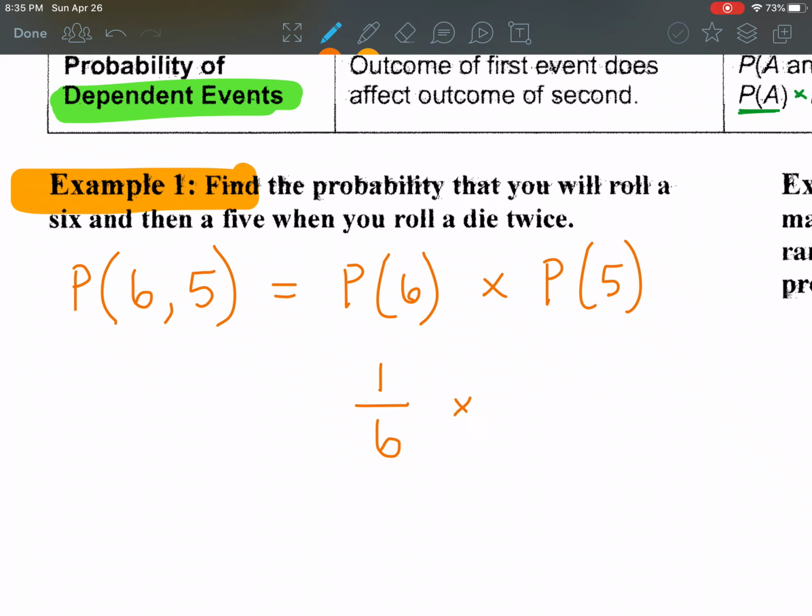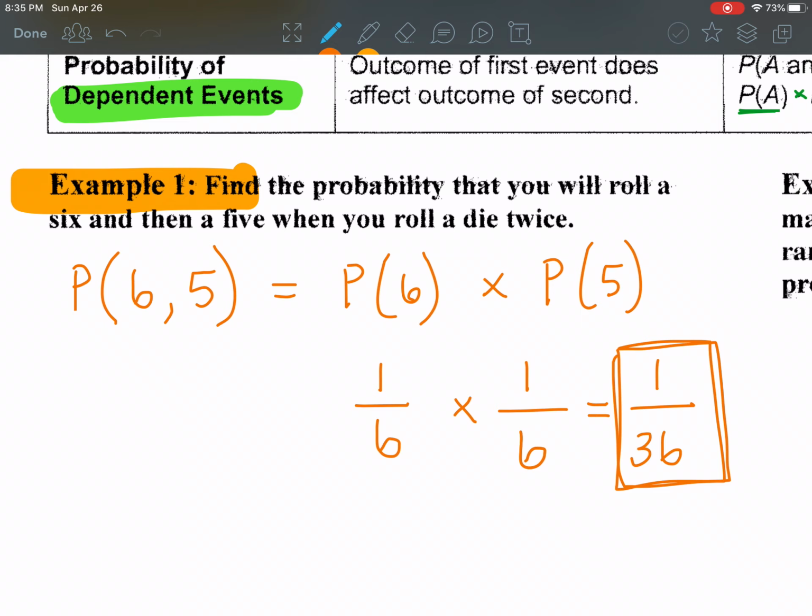Okay, and then we're going to multiply it by probability of rolling a 5. Again, there's only 1 5 on that number cube and 6 total numbers. Okay, so we'll just multiply those. And multiplying fractions, we just multiply straight across. So 1 times 1 is 1, and 6 times 6 is 36. Okay, so there is our final probability that is simplified.